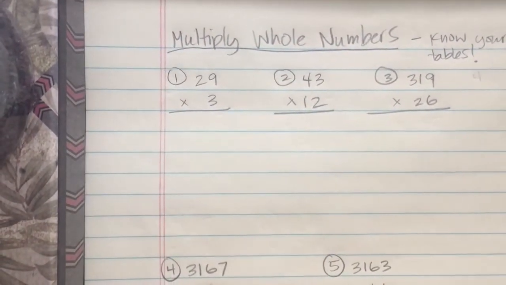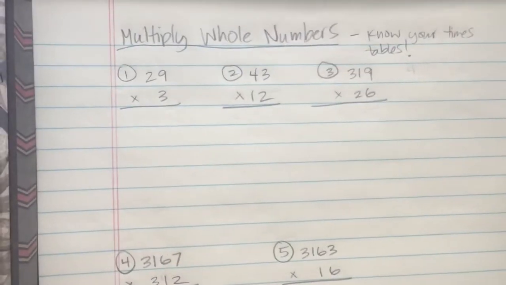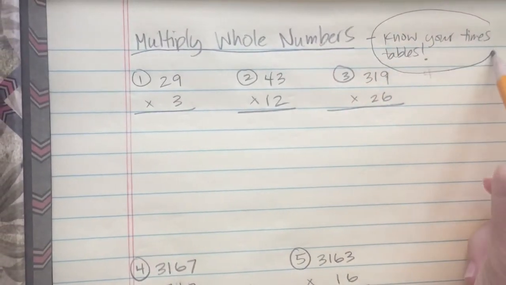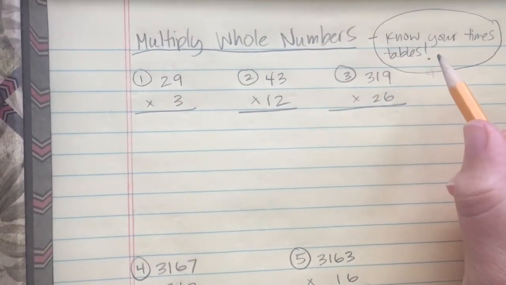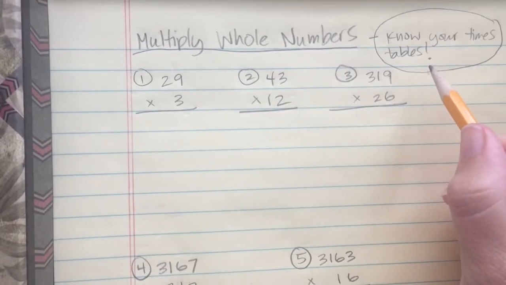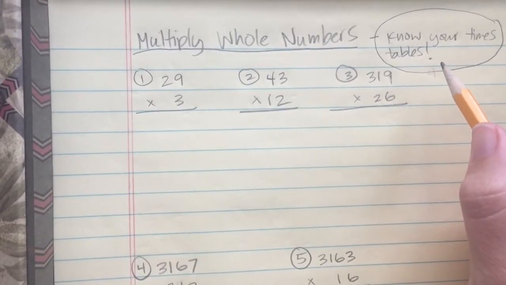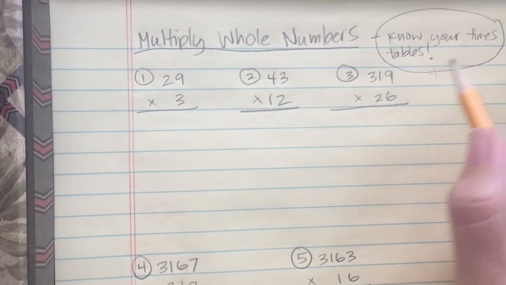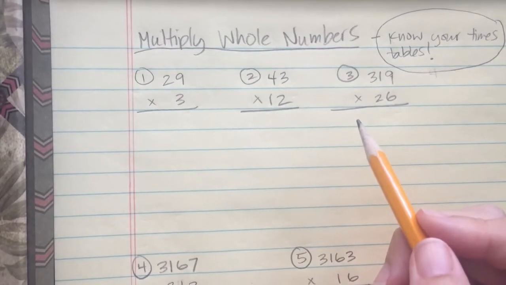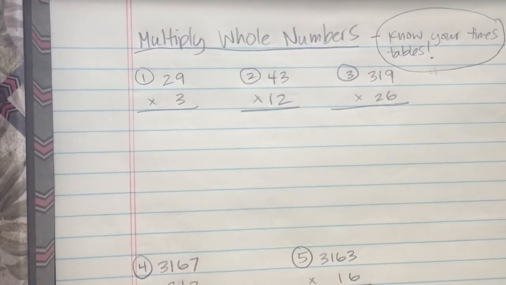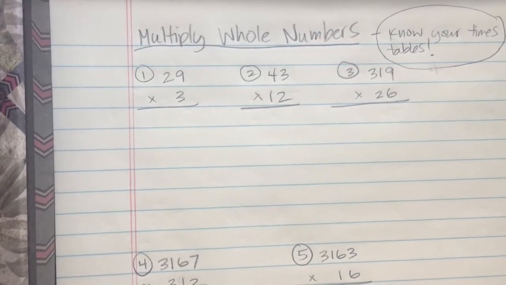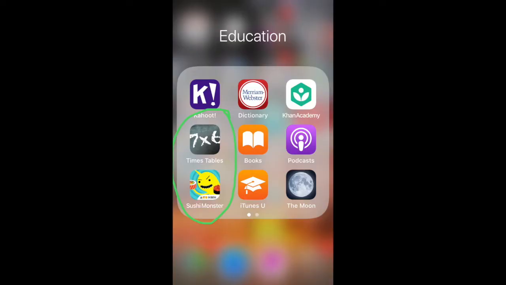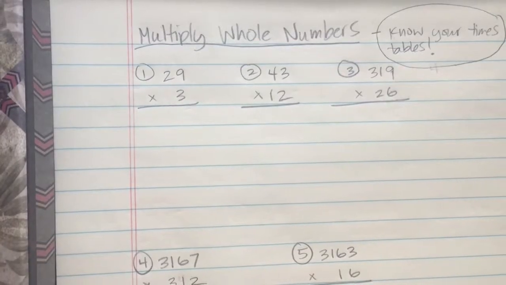Multiplying whole numbers, it is so important for you to know your times tables. If you can do multiplication of your basic digits 0 through 12, multiplying them together, it's gonna make this stuff so much faster. So I'm gonna show you a picture of a couple apps that you can download that will really help you get to memorizing your times tables.